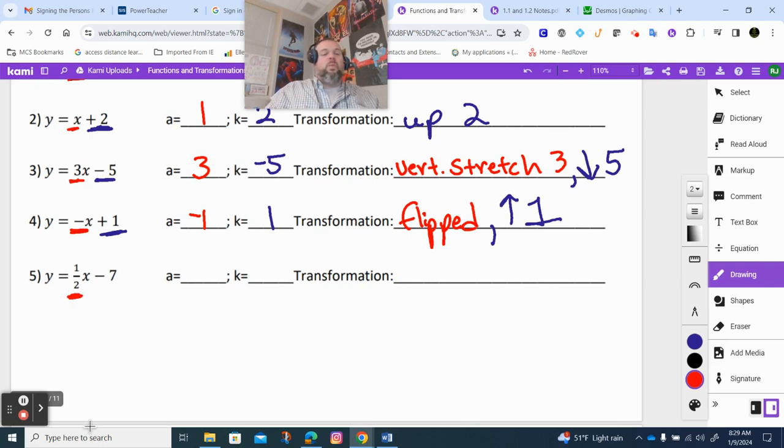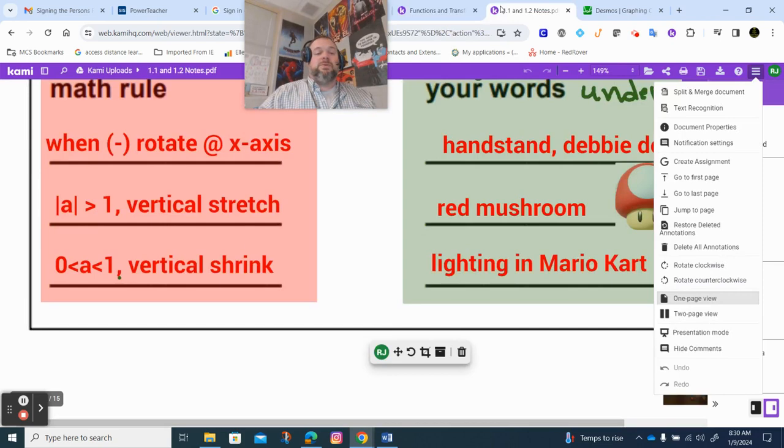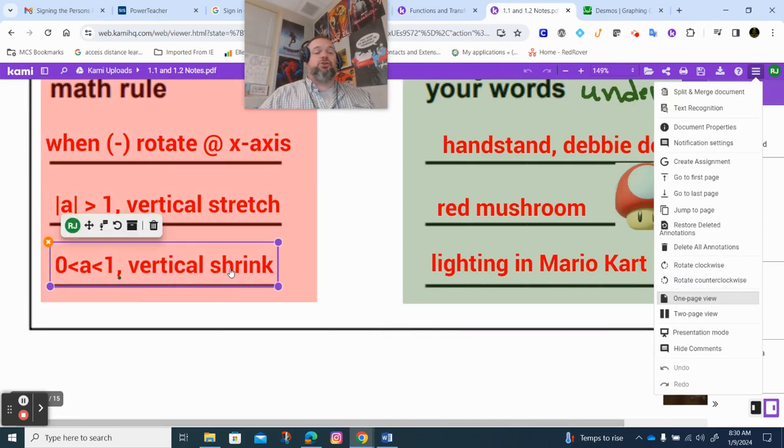All right. What is our A right here? It's 1/2. Okay. Our K is -7. All right. This is the first time today that we've had an A that's not 1 or negative 1. This one is between 0 and 1. Okay, so that goes along with your question earlier. What if it's less than 1, right? So if it's less than 1, it's a shrink.